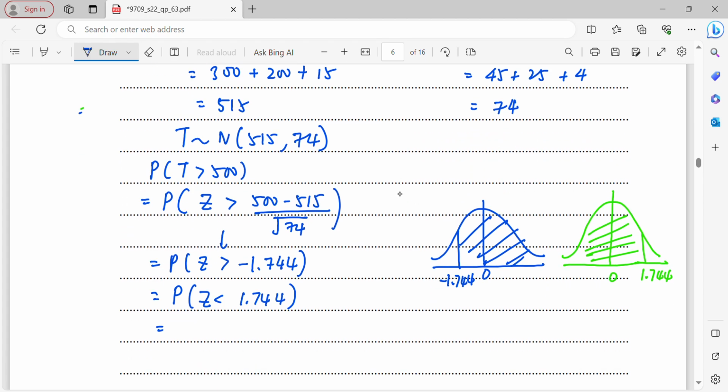The table will give you the answer of 0.9595, and then you can round up to 0.960. So that is the probability of this part.